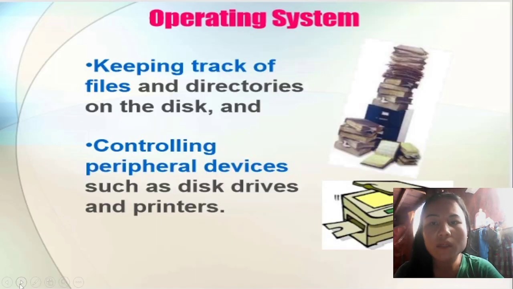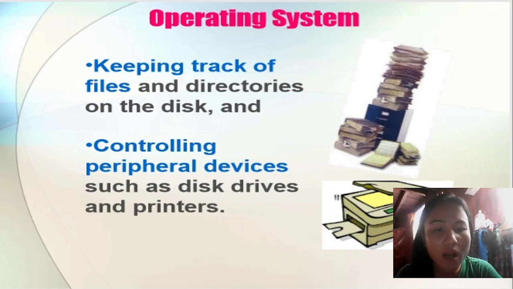Operating system: keeping track of files and directories on the disk and controlling peripheral devices such as disk drives and printers. So this is the example. These images represent the illustration of a cabinet full of files. It represents the OS's ability to recognize and manage files and directories on a computer's hard drive. It keeps track of where files are saved, how they can be accessed, and how they are protected. It's like a librarian for organizing and retrieving books in a large library.